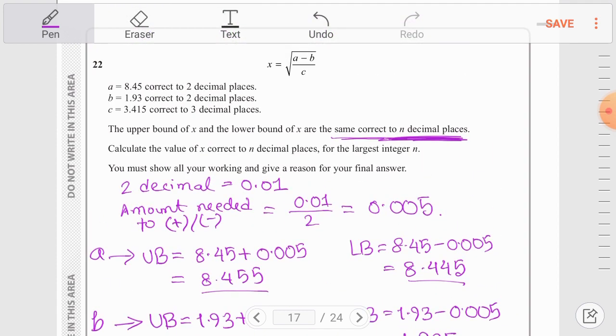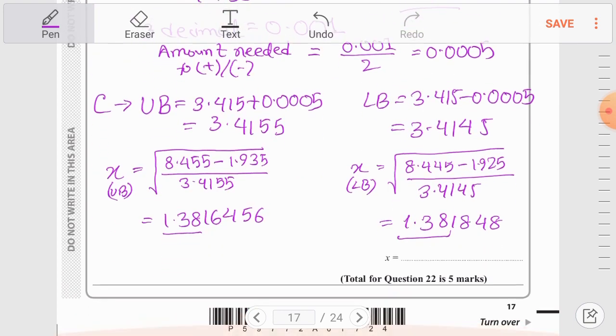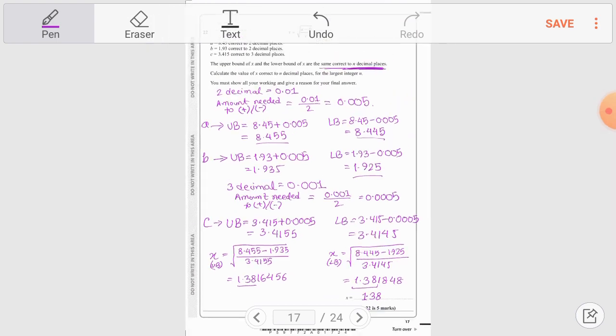And they asked you to calculate the value of x and give it to that n decimal places, so we are going to use the value up to 2 decimal places, because up to 2 decimal places both the upper bound and lower bound values were similar. So we are going to write it as 1.38. This is the value for the upper bound and lower bound value of x. This was a tricky maths. I hope it was clear to everyone.